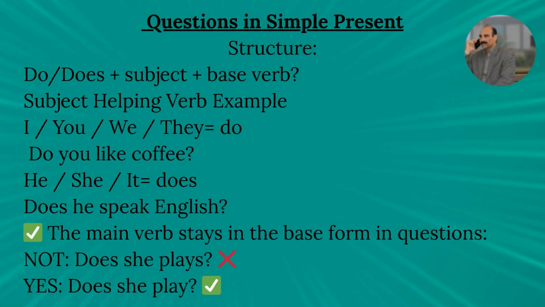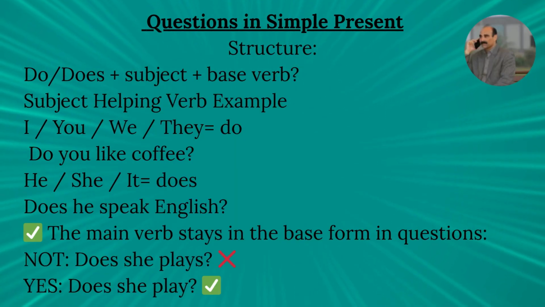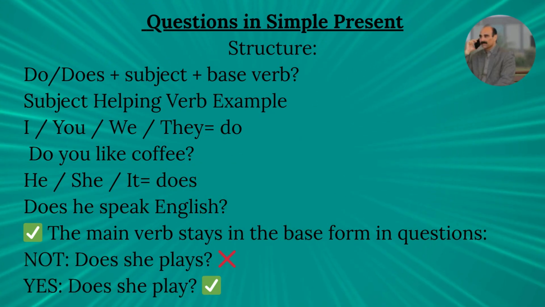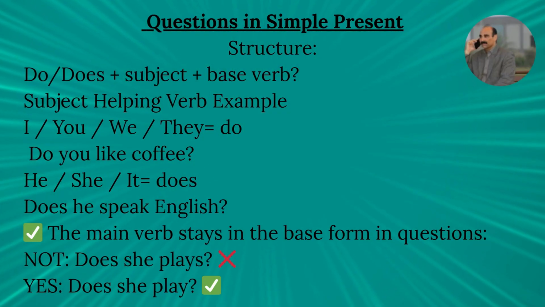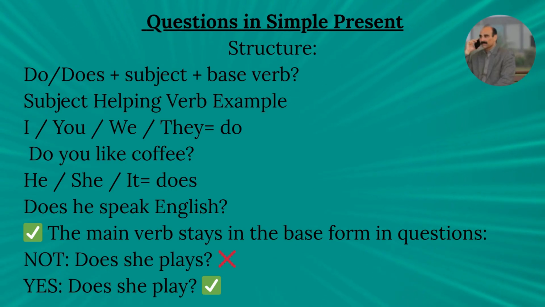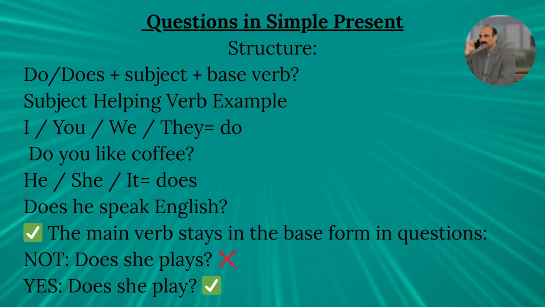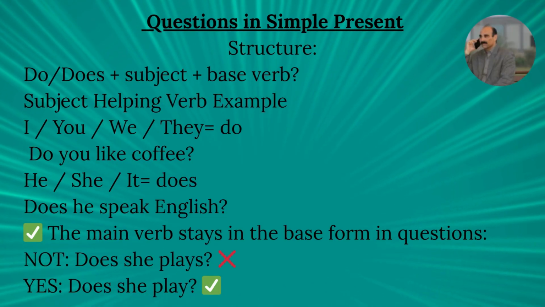For example, do you like coffee? Do they play soccer? If the subject is he, she, or it, use the helping verb does in the question. For example, does he speak English? Now remember one important point. The main verb stays in the base form in question. Now this is wrong: does she plays? The correct form will be does she play, with no s or es.